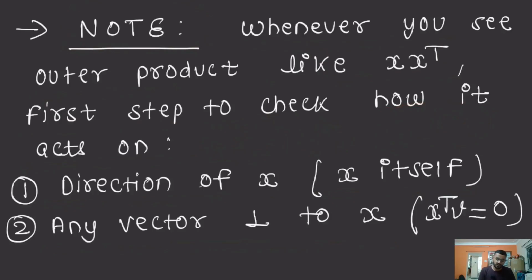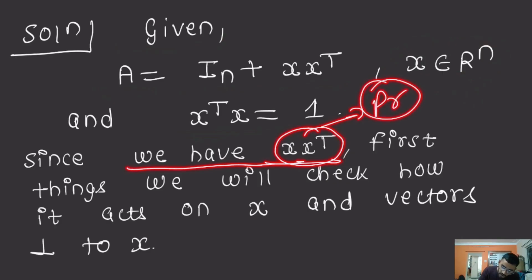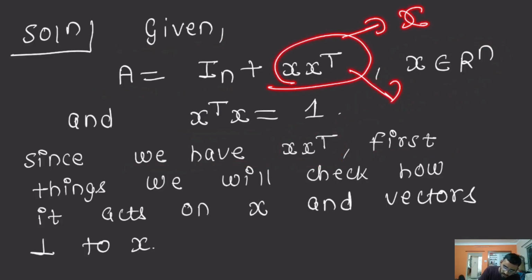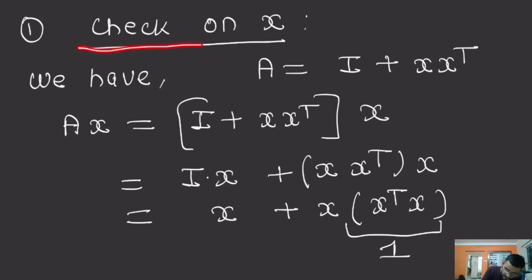Now moving on to the solution of the question, we are given matrix A, which is I plus x into x transpose, where x is an n-dimensional vector and x transpose x is equal to 1. Since we have x into x transpose in the problem statement, the first thing we will check is how xx transpose acts on the vector x, and secondly how it acts on y, which is perpendicular to x. These two things we have to check.